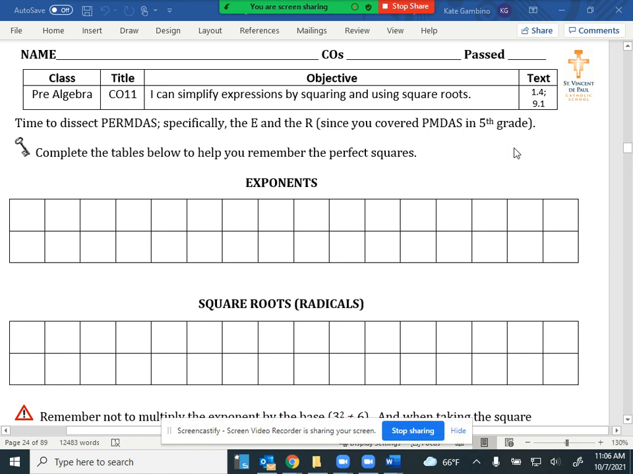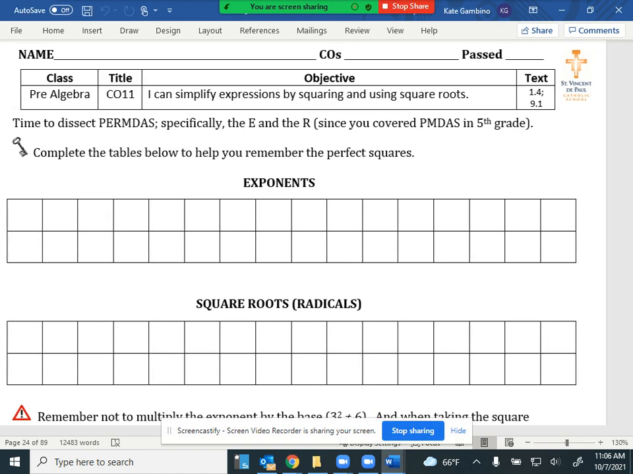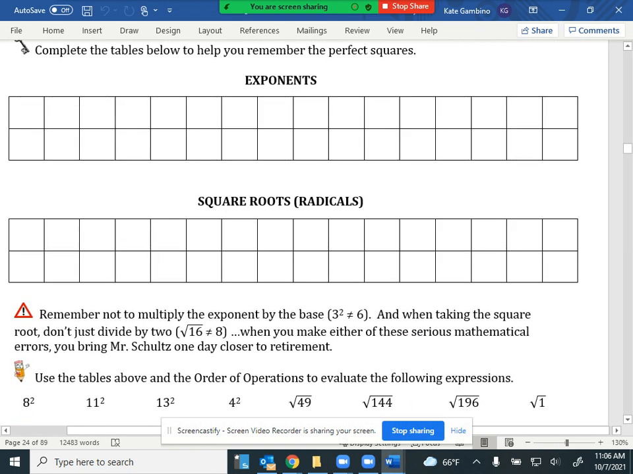You did cover parentheses, multiplying and dividing, adding and subtracting in 5th grade. So now we are really working on the other parts of the PERMDAS. So let's complete our tables below to help you remember perfect squares. So fill in the table as I write it.